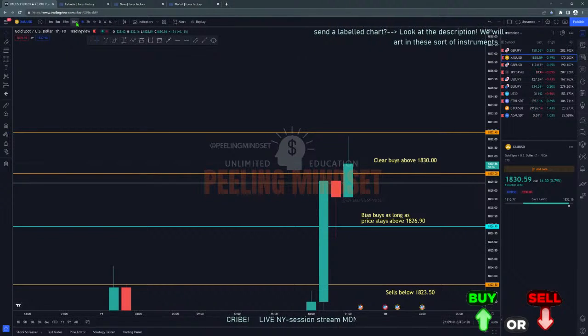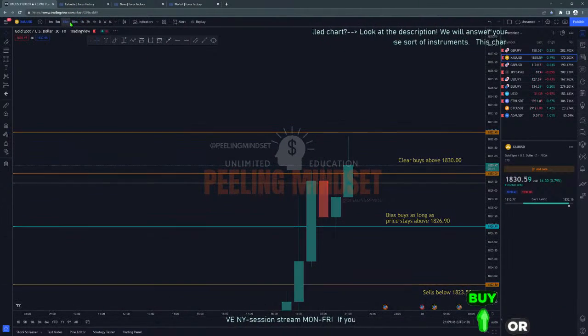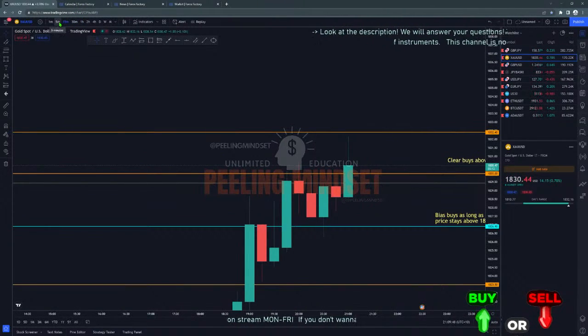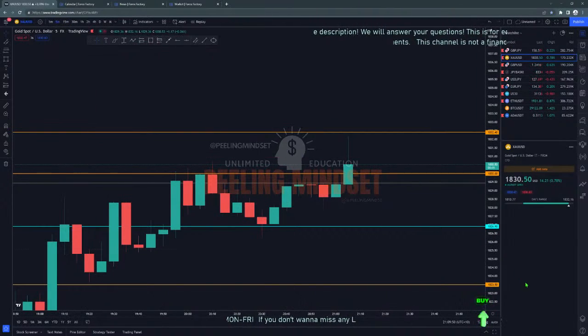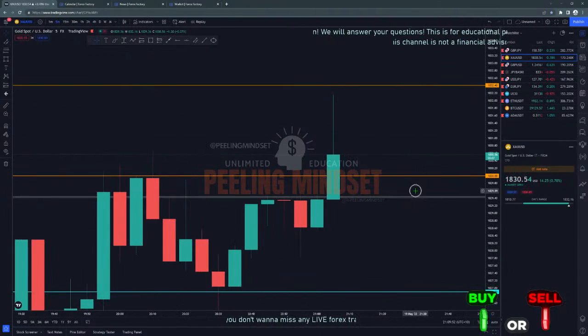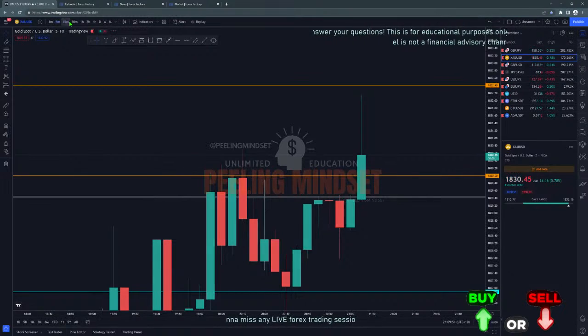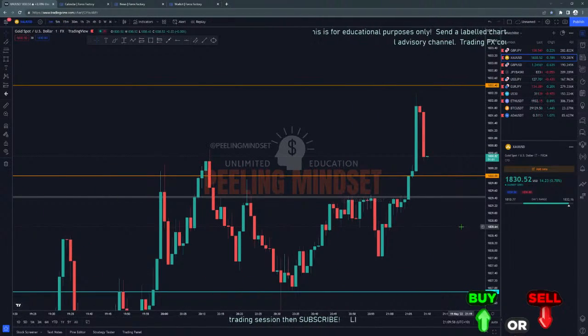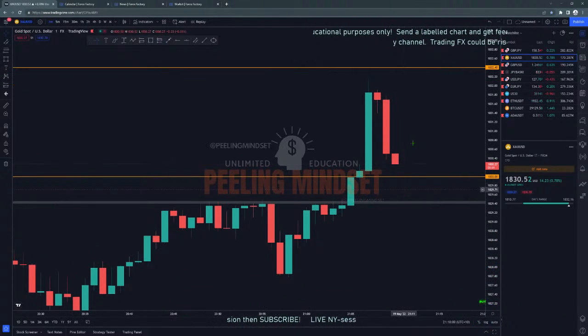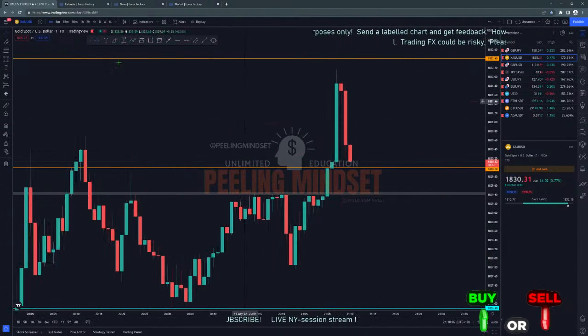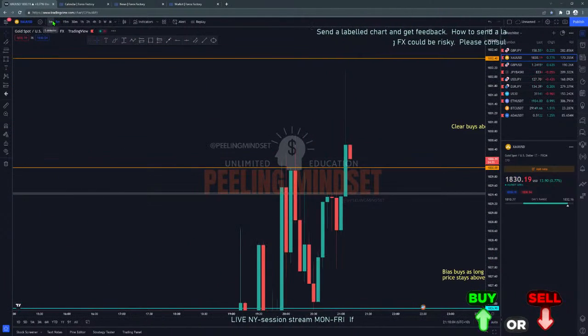Wow, retracement. Yeah, there we go. It tapped in about 1830 to 40. Now we are retracing pretty hard. Wow. Interesting. We are dipping in now. Put a buy stop now.